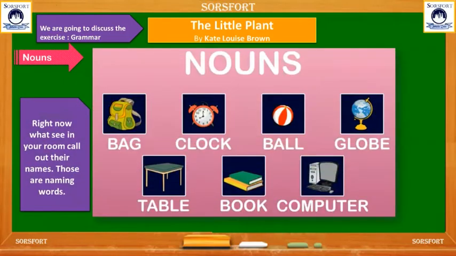Right now, what can you see in your room? Call out their names. Those are naming words. Like I can see bag, clock, ball, globe, table, chair, book, and computer. I'm using a computer to teach you. So these are also names of these things. So these all are nouns.